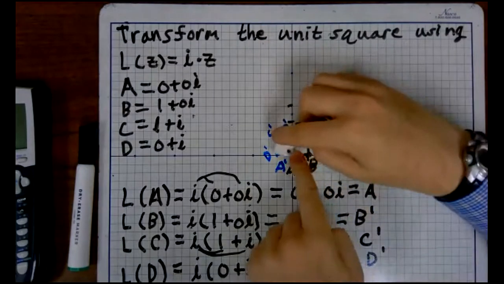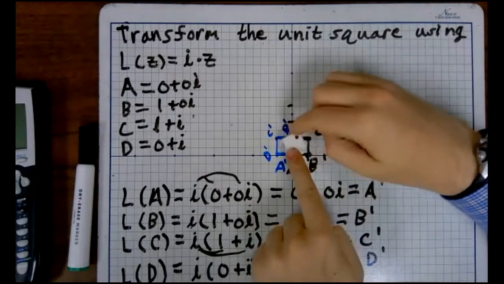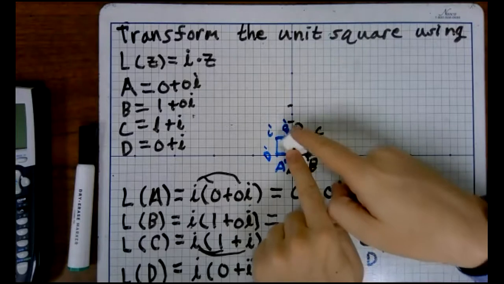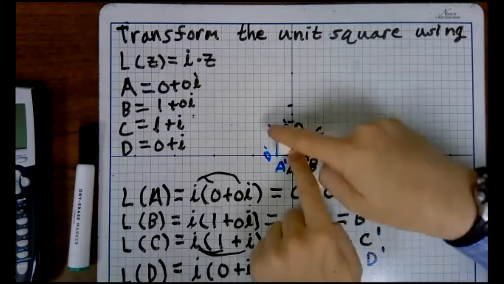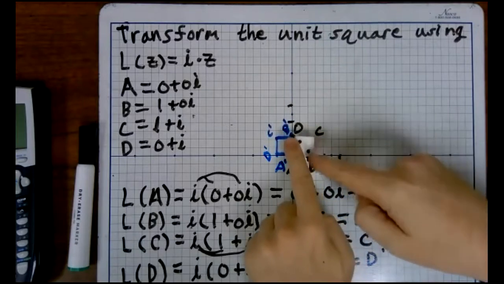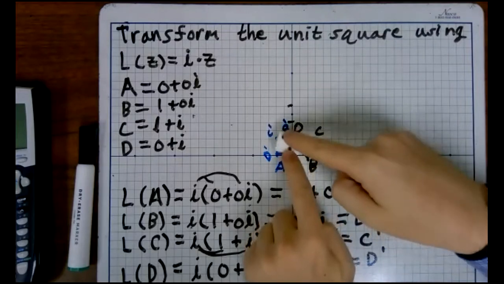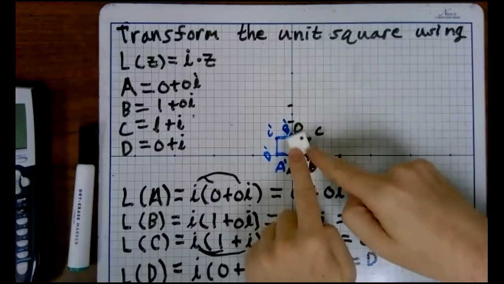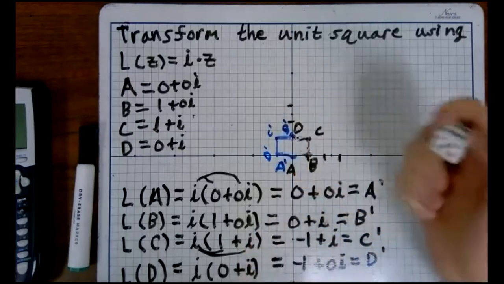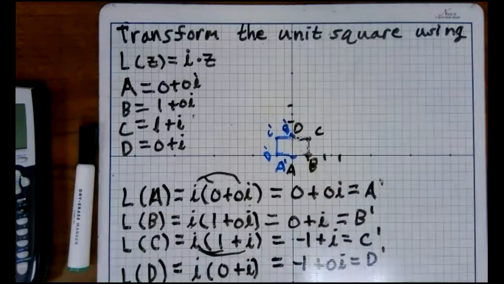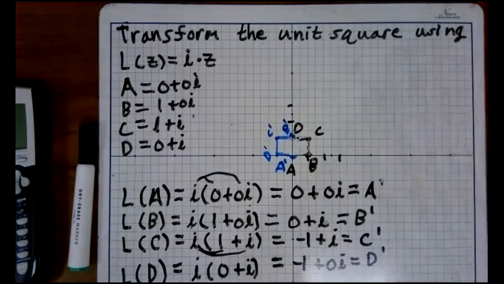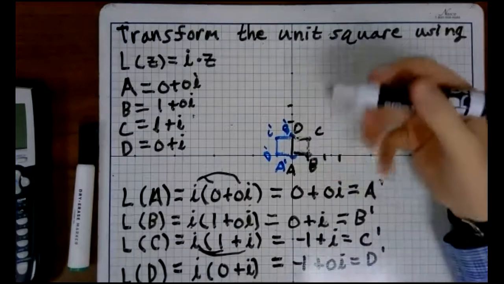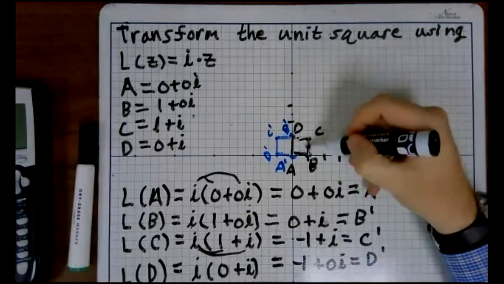Our A is acting like the fulcrum around which the whole thing is rotating. Our point C is going to there. Our point B, this corner here, is ending up right there. It rotated. Now this is one of the reasons why we would want to do transformations with shapes like this at all.